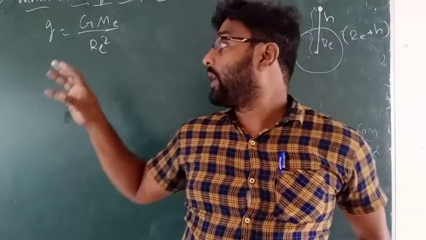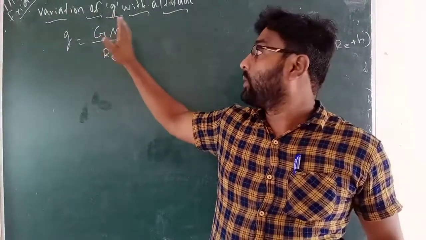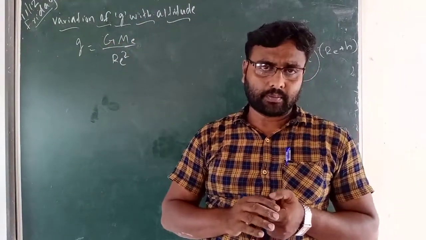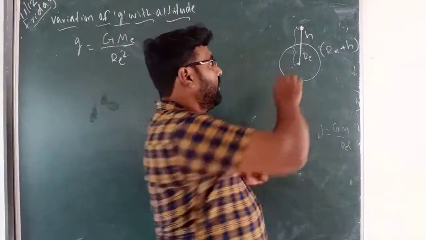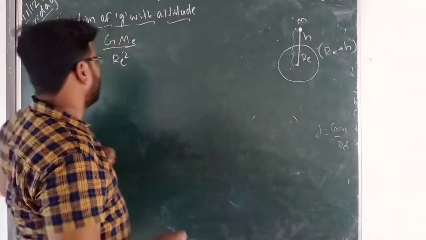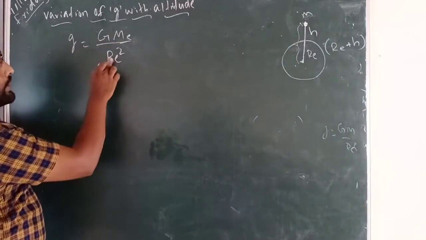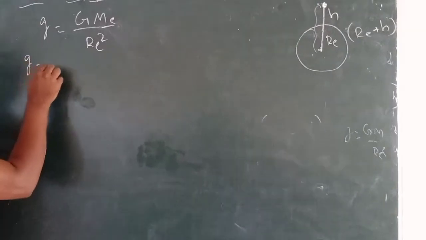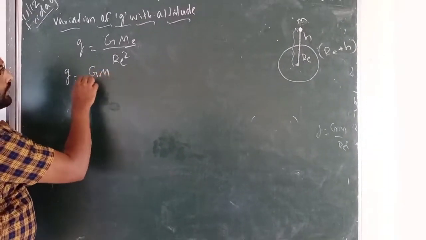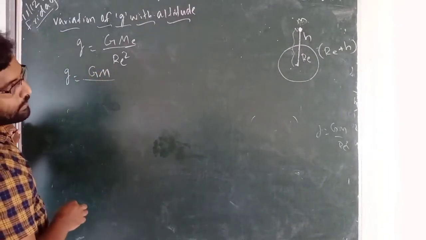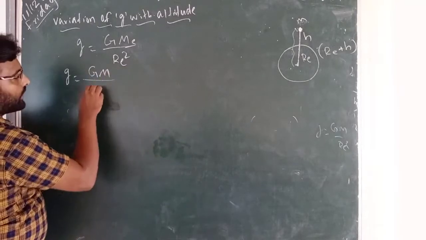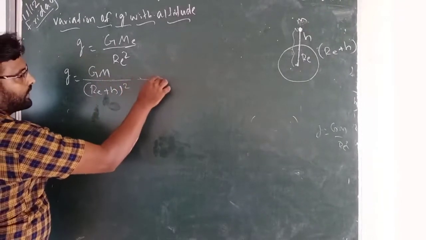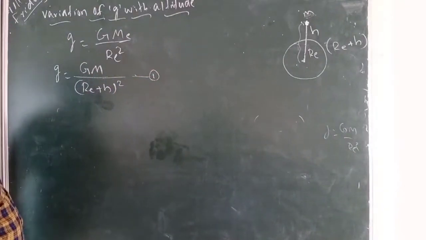Now we have to find the equation for g, that is, the variation of g with the altitude. Let us see. You know that g is equal to GM_e by r e square. So based on this, you can write g is equal to GM by r e plus h whole square. Take this as equation 1.